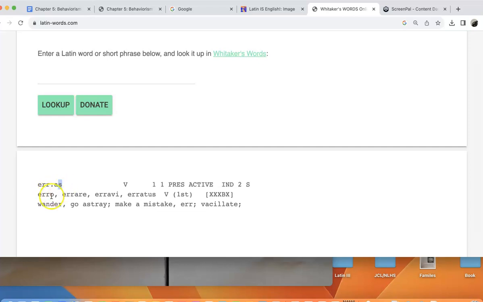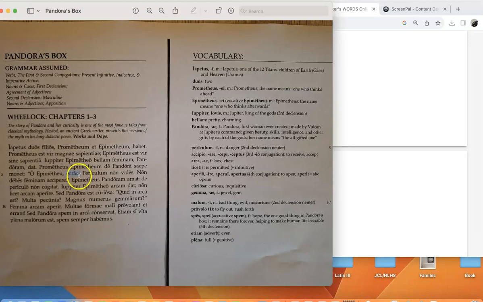Errat is he or she or it is making a mistake. Erramus is we are making a mistake. Erratis, you all are making a mistake. Errant, E-R-R-A-N-T, they are making a mistake. But once again, you have to look at the vocab and choose the translation or the meaning that works best for that context. So Epimetheus, you are making a mistake.